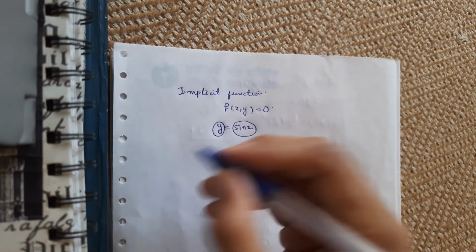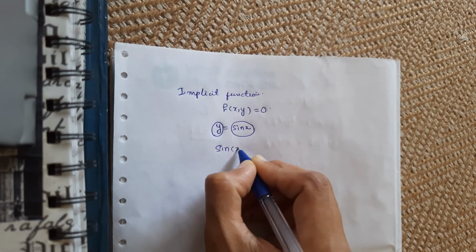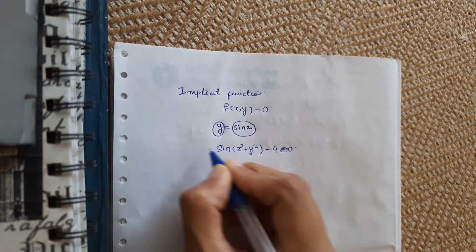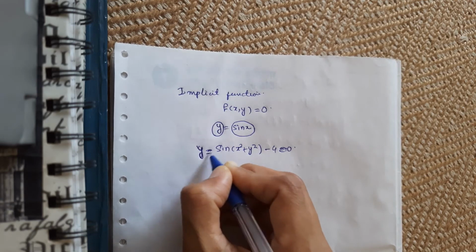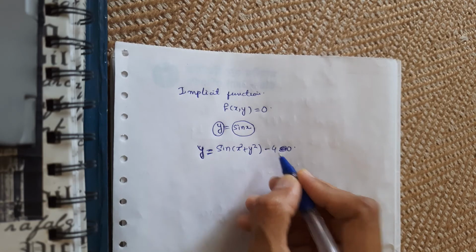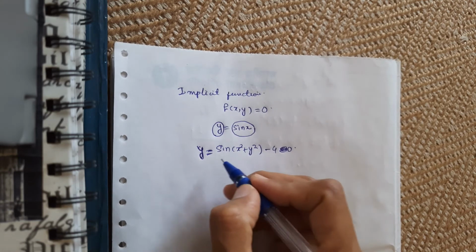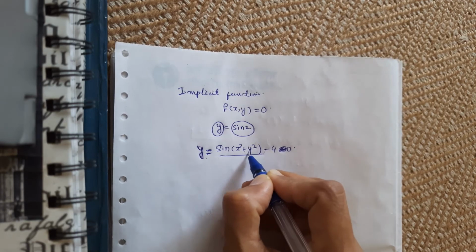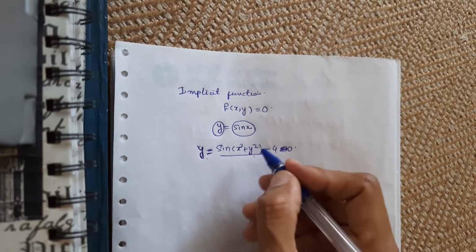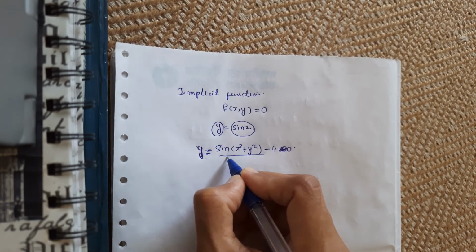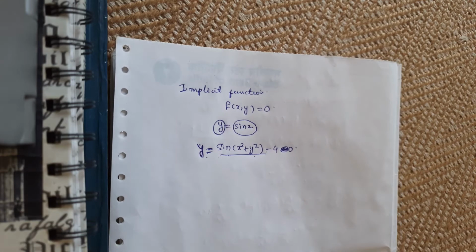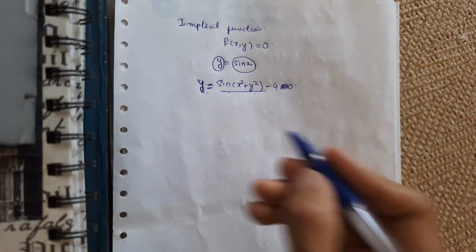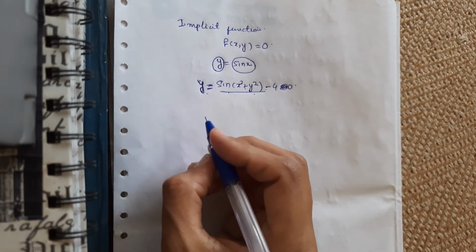But if I have a function like sin x square plus y square minus 4 equal to 0, or y equal to sin x square plus y square minus 4, now here on both sides the y term is there, and it is very difficult to separate the y term from the x term, right? So this kind of function is called an implicit function. Now how to differentiate this function we are going to discuss in the next article. In this article, I will take some examples of implicit functions here.